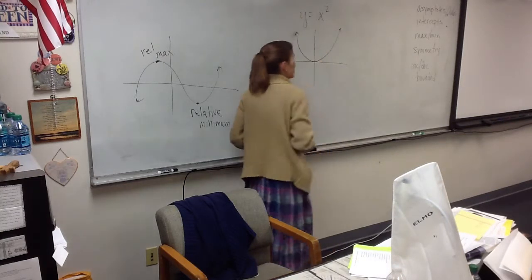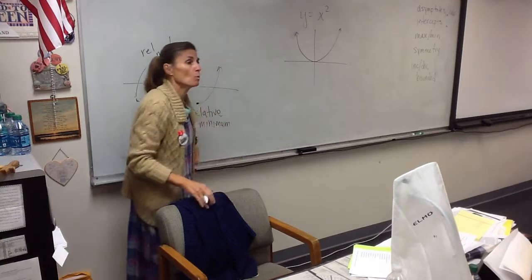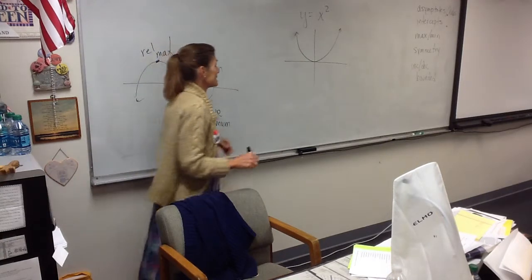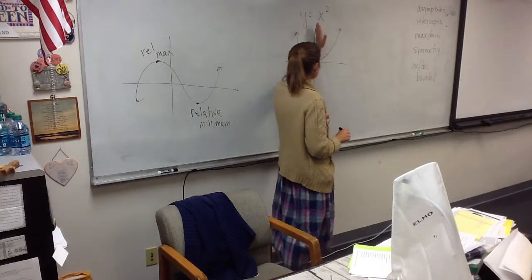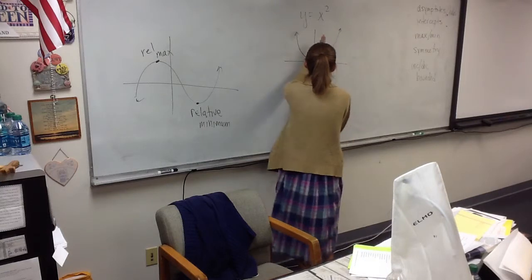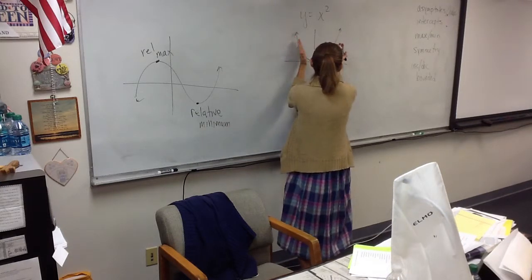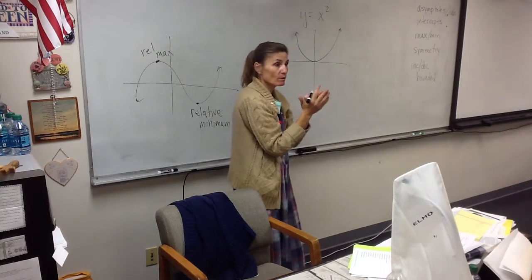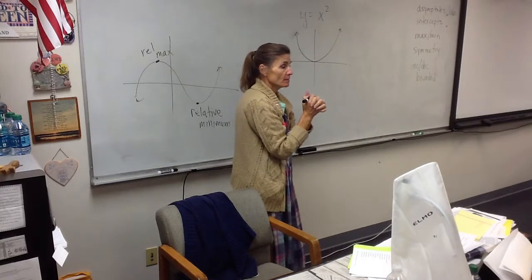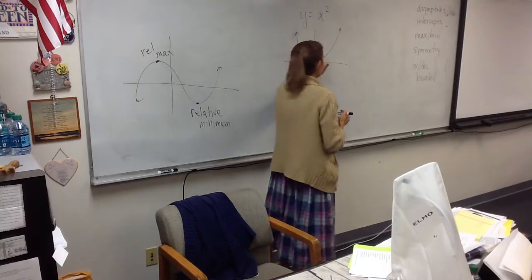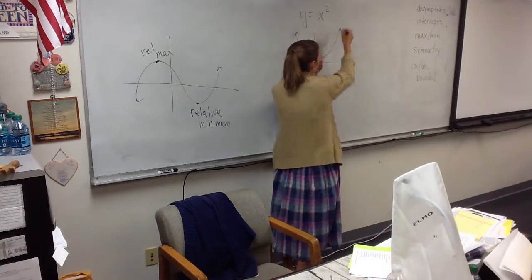And it is said to have symmetry about the y-axis. That means that if I folded my paper on the y-axis, if I could somehow fold my board here, what would happen to these two pieces of the curve? They'd be right on top of each other, right? They're mirror images of each other. That's what symmetry means. If this is an axis of symmetry, then the left side mirrors the right side of that line.